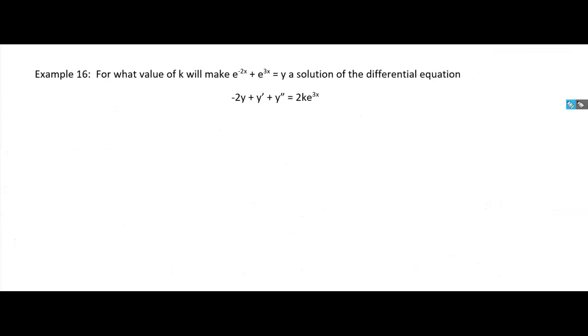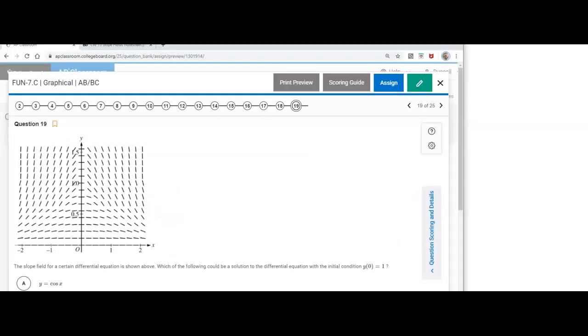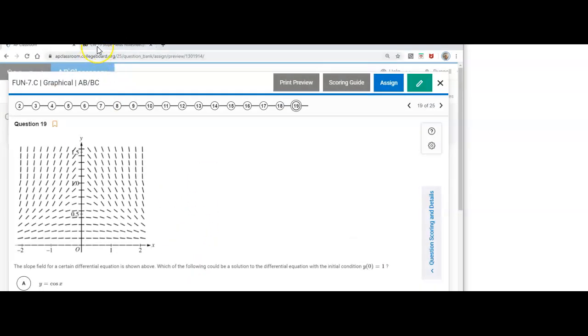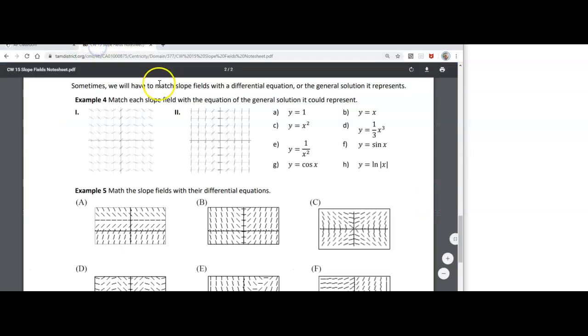Moving along. So for examples numbers 17 through 19, I just want to illustrate a few things for you guys. I'm not going to really do too many examples per se. That's one of your guys' problems, but I'm not allowed to do it. So let me take a look at a few others.